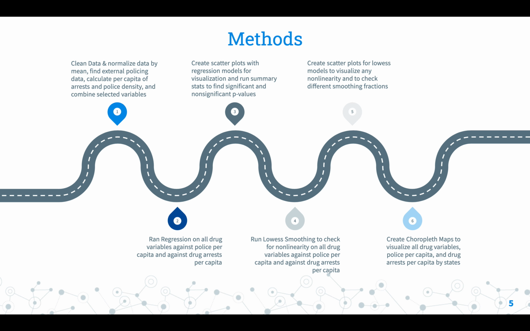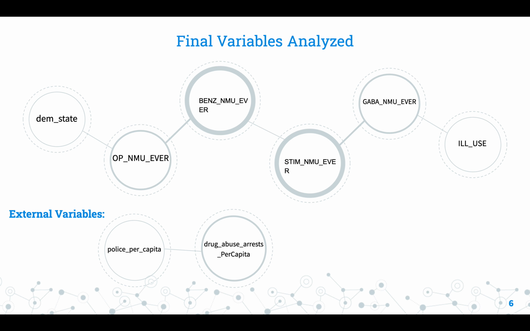We then ran lowess smoothing to check for nonlinearity on all drug variables against police per capita and against drug arrest per capita. We then also plotted our lowess models to visualize for any nonlinearity and to check for different smoothing fractions. Finally, we created choropleth maps to visualize all drug variables, police per capita, and drug arrest per capita by states. The final variables that we analyzed were states, opioids, benzos, stimulants, GABA, and illegal use. The external variables that we created were police per capita and drug abuse arrests per capita.